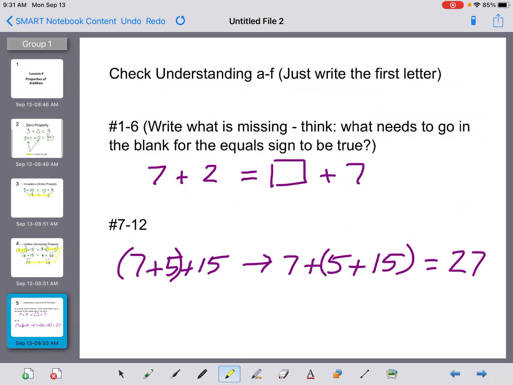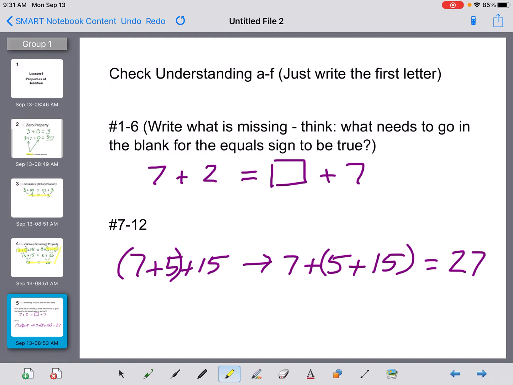Then before I end this video, I just want to go over some of the questions that you are going to be doing for practice today, just to make sure that you know exactly what I'm expecting you to do. So you're going to start off by doing the check understanding. We haven't done that yet, but it's at the top of page 13 in lesson 6, the check understanding. Okay, so that's letters A through F.